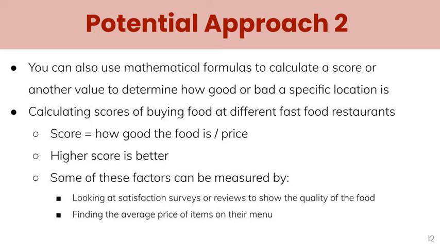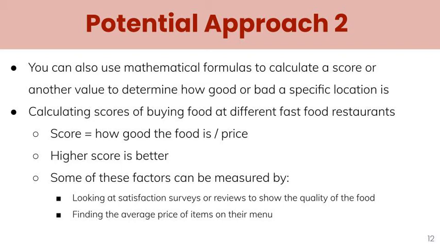So let's say the score is how good the food is divided by the price. You can have as many factors as you want or as few factors as you want. In our case, this makes sense because you want a high score. If the food is good, then the score will be higher. If the price is high, because of how division works and the price is in the denominator, then the score will be lower. So basically, you want the best quality to price ratio.